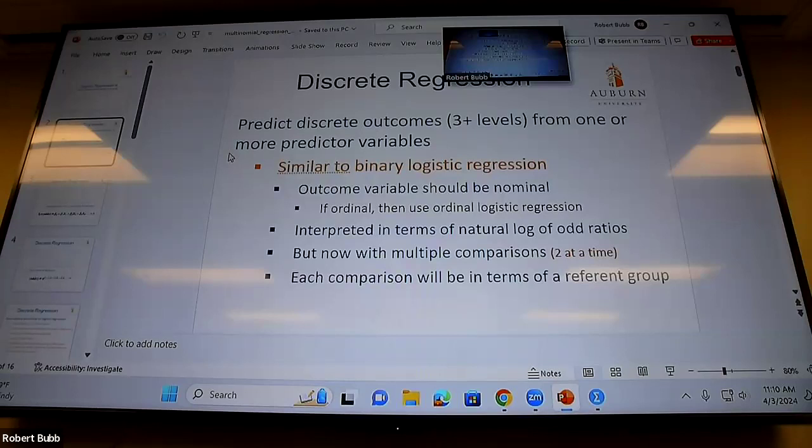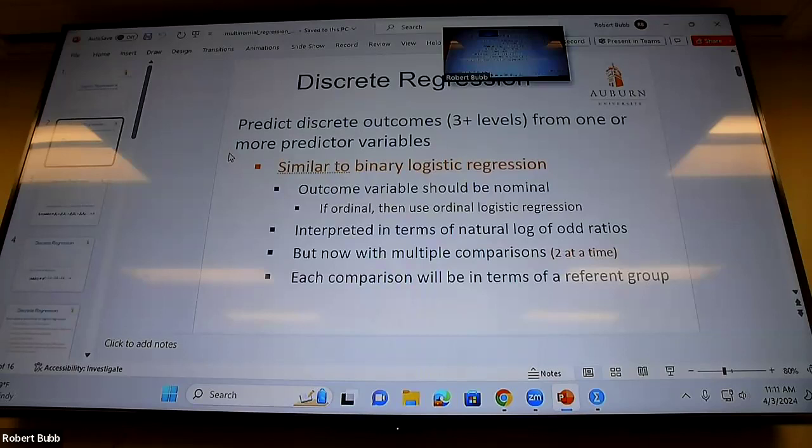Still going to interpret it in terms of the natural log of the odds ratios. That doesn't change, but now we're going to have multiple comparisons, so 2 at a time. And so when we make those comparisons, because there's multiple comparisons, we do have to account for alpha inflation. So we do need to keep track of how many comparisons we're making and try to adjust our alpha level to those number of comparisons.